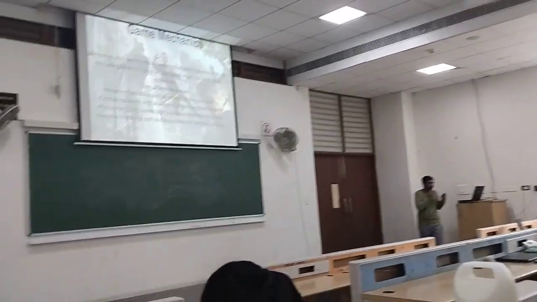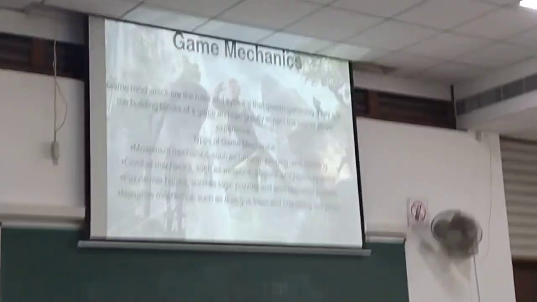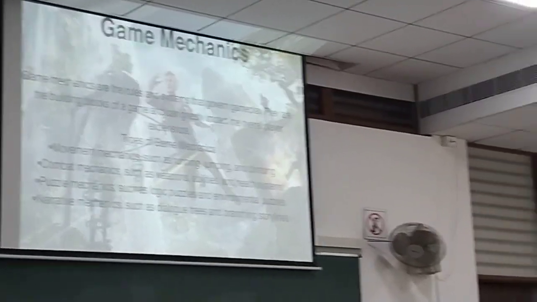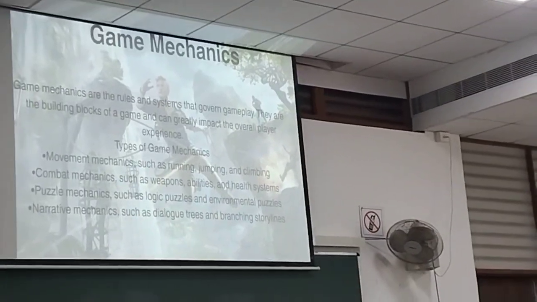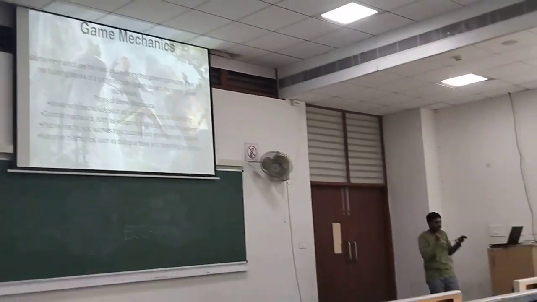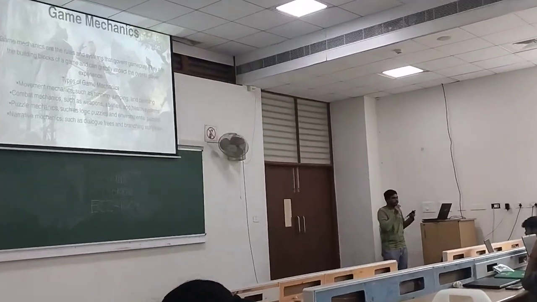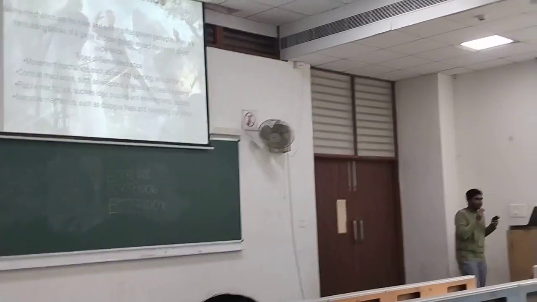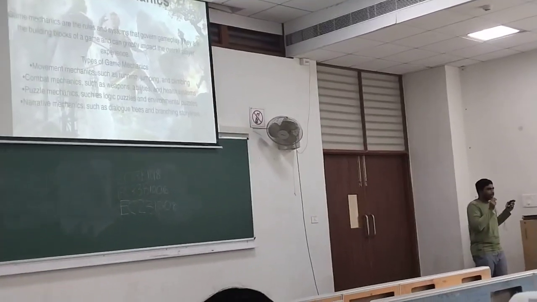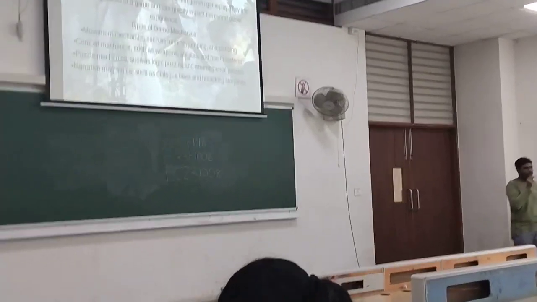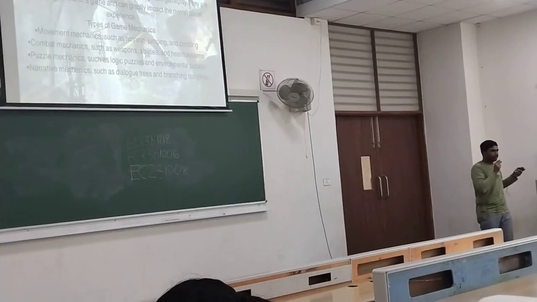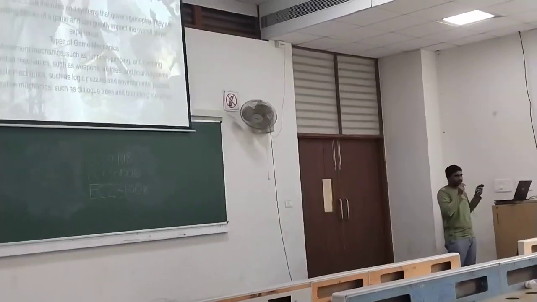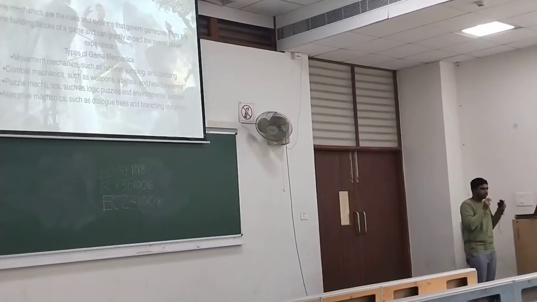game mechanics. These are the building blocks of a video game. There are different types of game mechanics, like movement mechanics, like how you jump, sprint, or run around the entire game, and combat mechanics. Combat mechanics really depends on the genre of the video game that you're playing. Like if it's a shooter, then it can be about guns and recoil speeds and stuff like that.